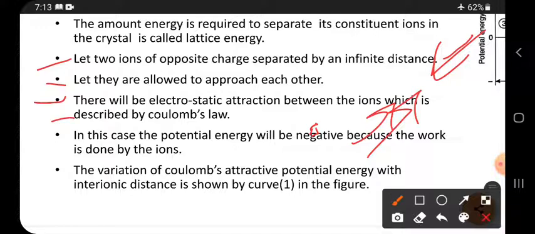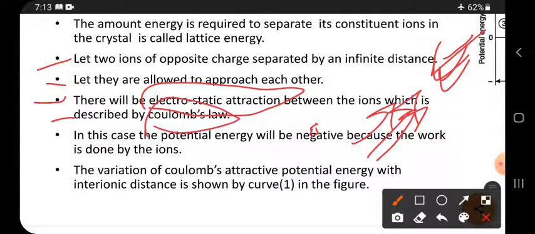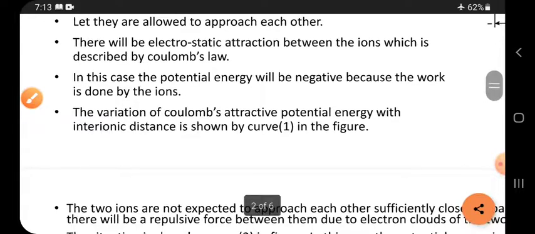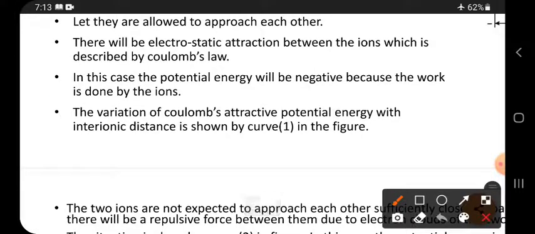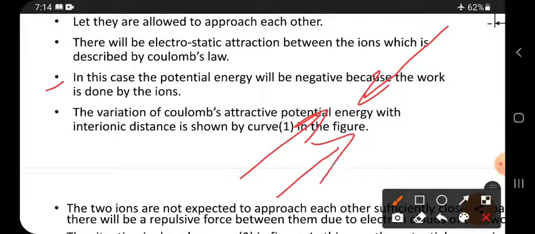So what happens when these two come nearer to each other? An electrostatic attraction force will be created. That electrostatic attraction is because of Coulomb's law. In this case, the potential energy will be negative because work is done by the ions. Here the ions are coming like this, one in this direction and the other in this direction.